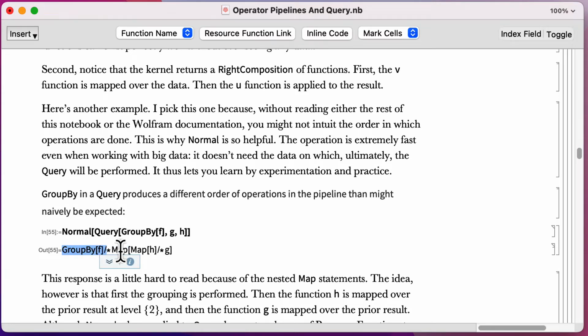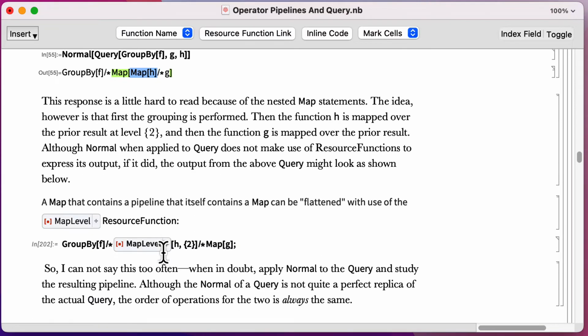That is, group by F may produce a list of items, or possibly an association of items, and then we're going to map over the values of that association. How are we going to do that? Well, first element of map is we're going to submap H over the values of the association, and then we'll G the result. I will cheerfully concede this is a little hard to understand because of the nested maps.